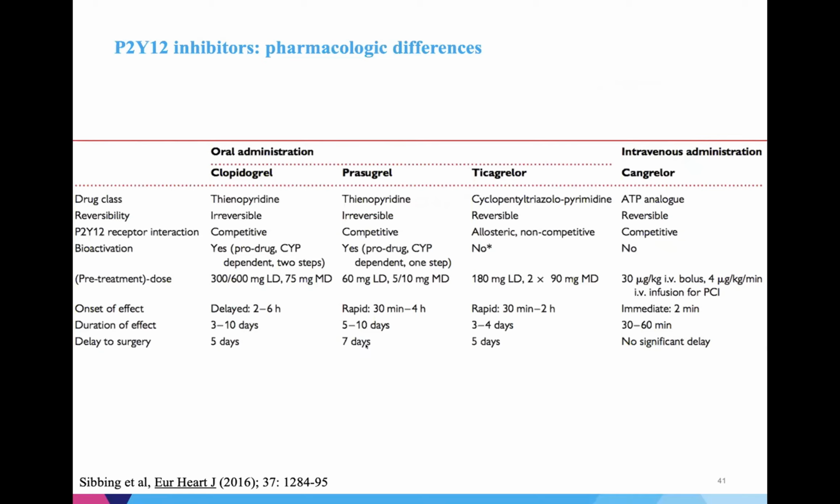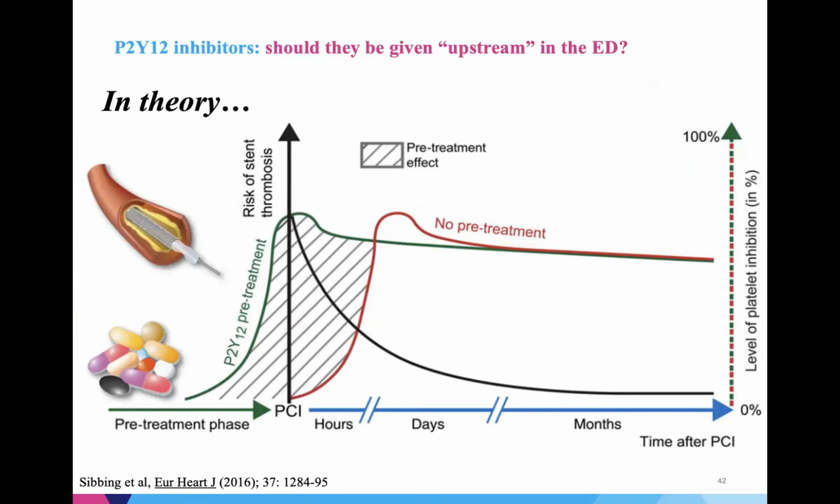I've summarized most of this, so it's available on the slides if anybody wants to review it, but I won't belabor it now. The only point that I'll make is that for the oral agents, if you withhold them for a period of time, you expect the platelet reactivity to get roughly back to normal. For clopidogrel and ticagrelor, that's 5 days. For prasugrel, we tend to wait 7 days before saying that its effects are totally out of the system.